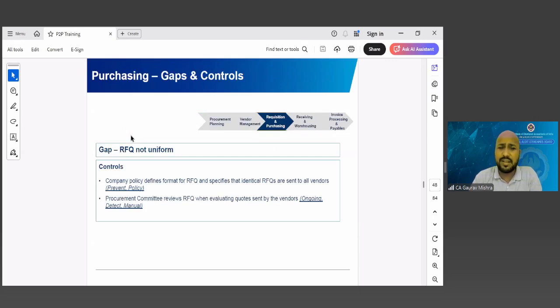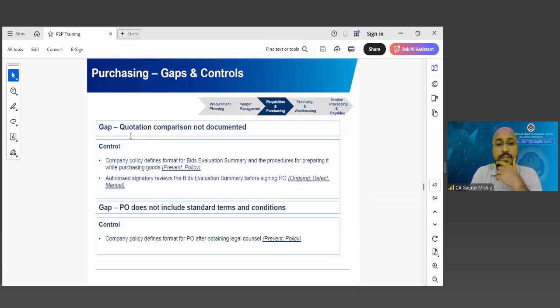Now coming to the part of requisition, and again the RFQ, which we were discussing. What is the risk around this one? We had already said that the RFQ format is not correct, the scope is not properly defined, and the RFQ was not sent to all vendors within the time. It means this is again one of the cases. Let us understand: comparison not documented, and PO does not include standard terms and conditions.